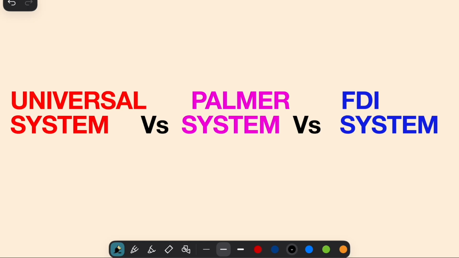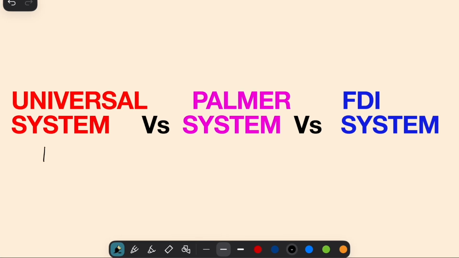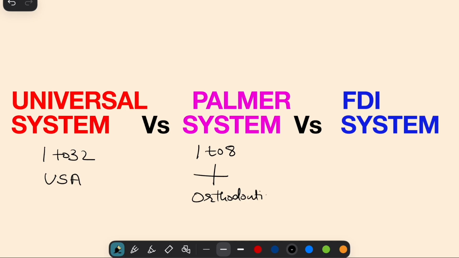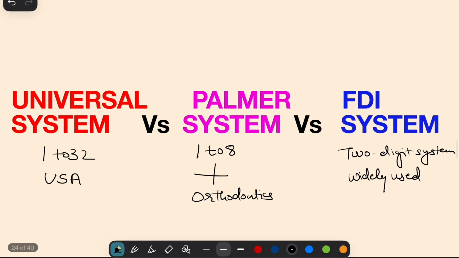So in universal system, the teeth are numbered from 1 to 32, and it's most commonly used in the United States of America. Now Palmer system, the teeth are numbered from 1 to 8 in each quadrant, and we have to use the quadrant symbol, and this is most commonly used in orthodontics. Okay, now the FDI system is the 2-digit system, and it is widely used internationally. Okay, now clinical importance. The Palmer notation system is important in orthodontic records, extraction, and dental charting.